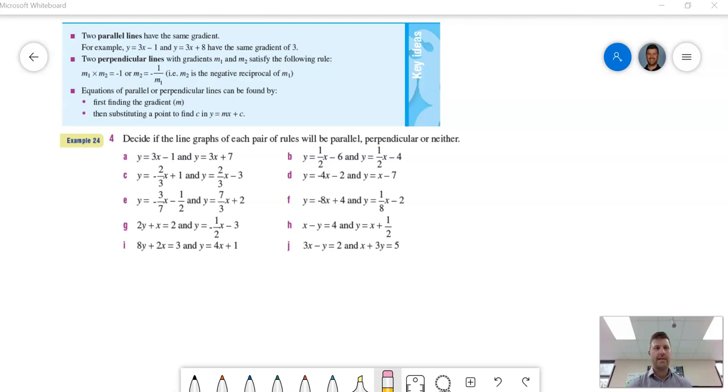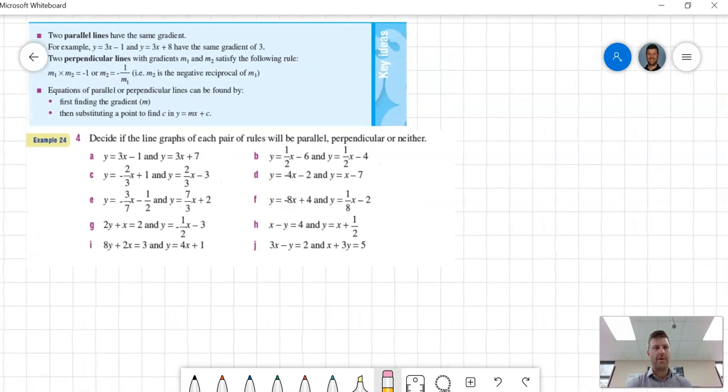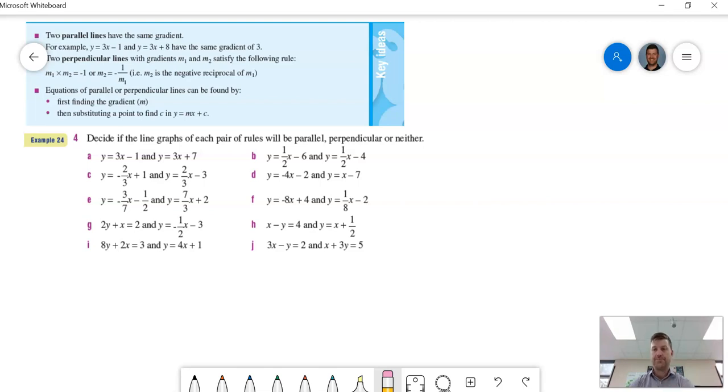Hi folks. Today I want to go through a few examples of perpendicular and parallel lines, looking at their equations in particular, determining whether two equations represent parallel or perpendicular lines and how we can work that out. This is from exercise 1H, starting on page 49 of your textbook. There are a couple more examples there in your textbook.